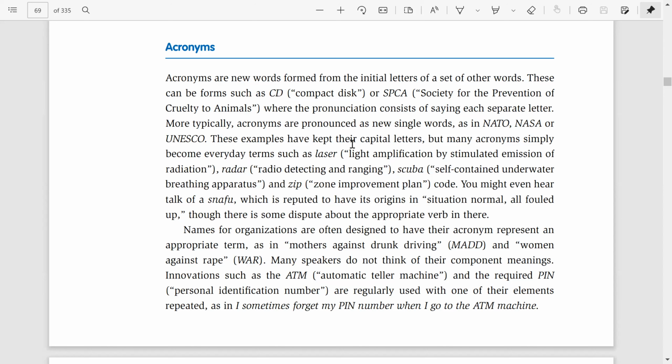All right, these examples have kept their capital letters, but many acronyms simply become everyday terms such as laser and radar, and also scuba, zip, etc. So they become normal words.